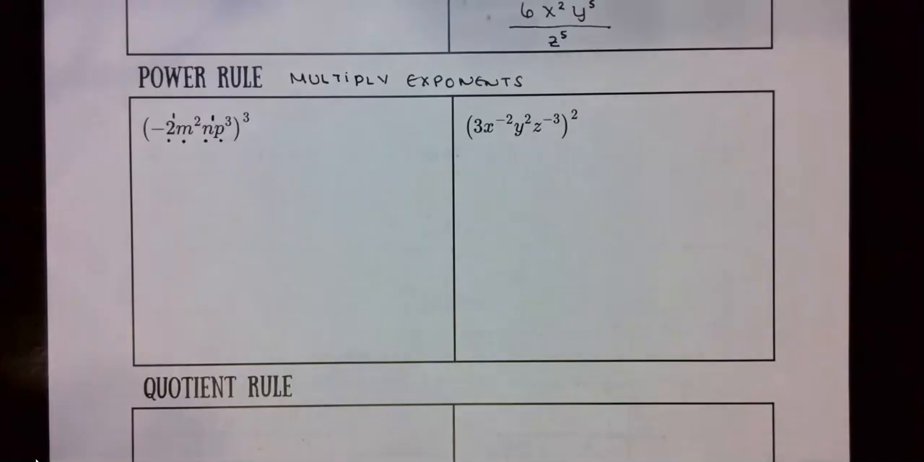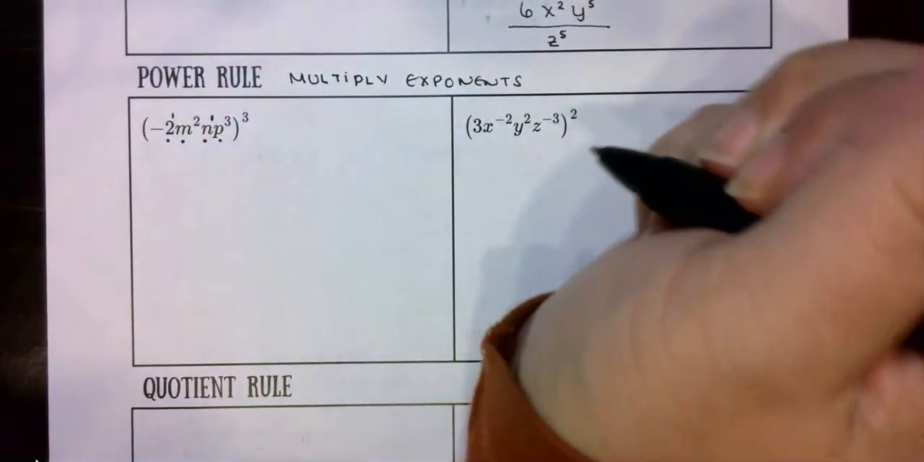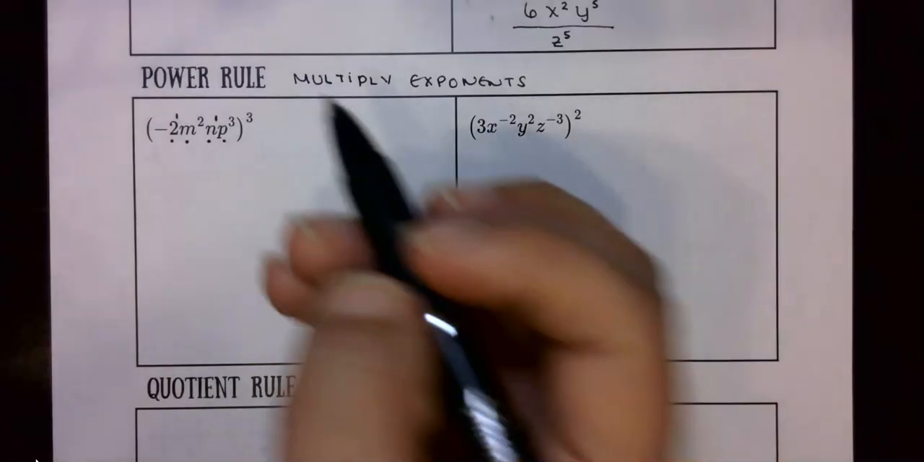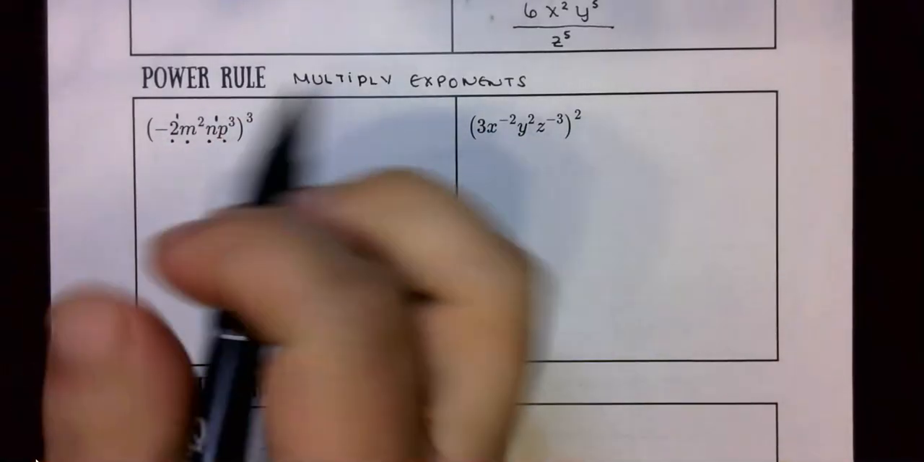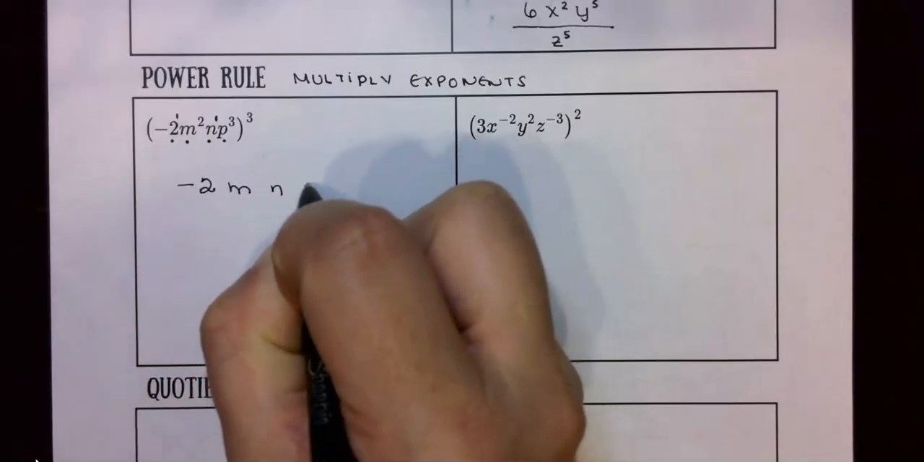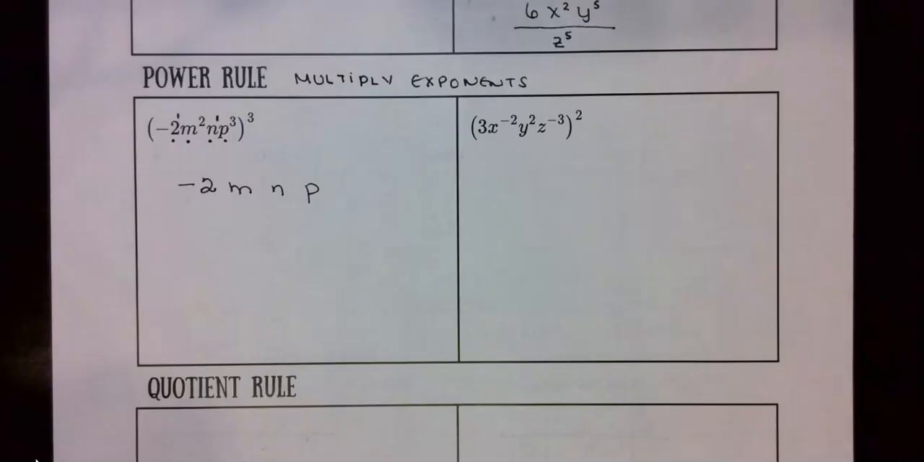Now, how do we take these exponents and raise them to the third power? Well, just like when we do the distributive property, and we take the number on the outside and multiply it by all the numbers on the inside, that's what we're going to do. We're going to use the distributive property, but just for exponents. So what I'm going to ask is that we take all of our bases, -2, m, n, and p. Just write the bases. The bases will never change when you're doing the power rule. The only thing that's going to change are the exponents.